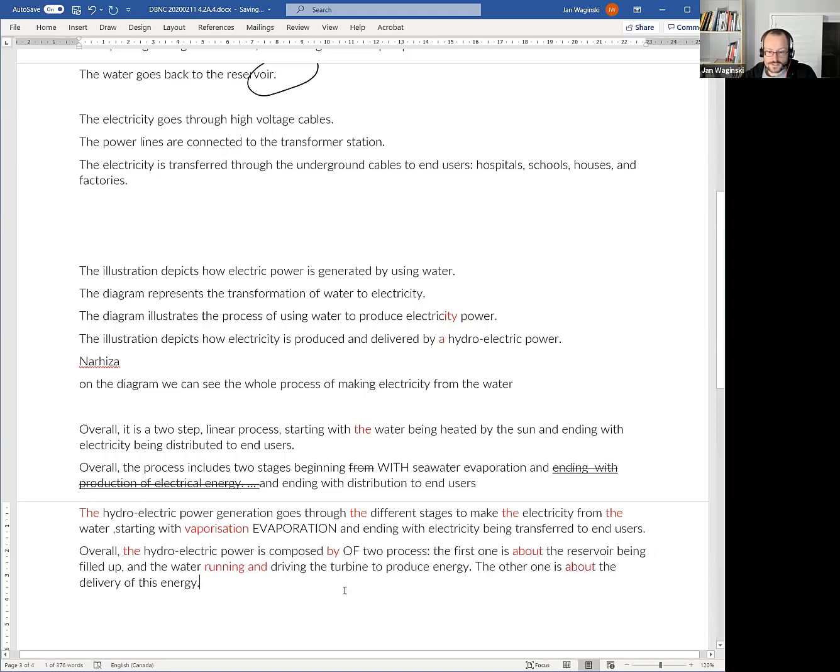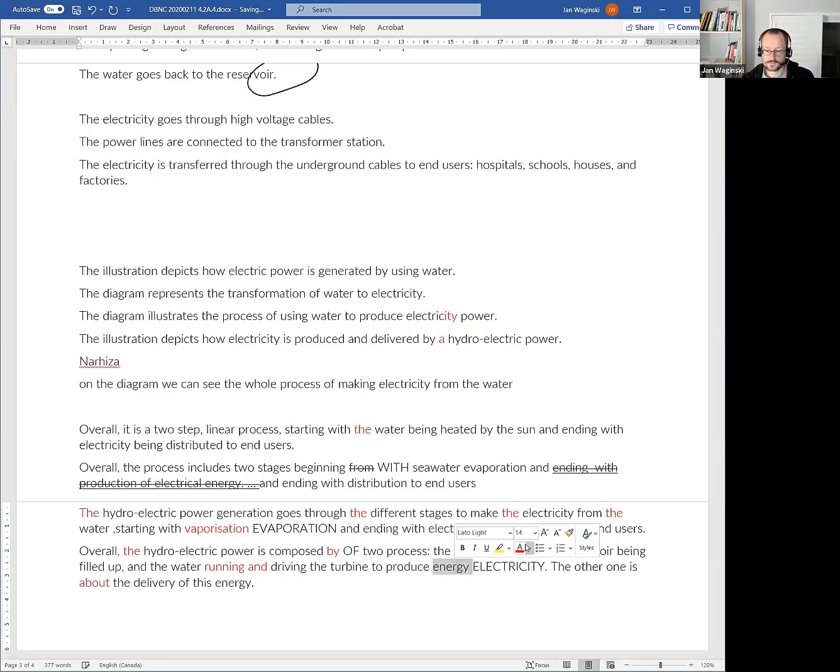Delivery of this energy. Okay, good. I would use electricity instead of energy, though, because energy is more general than electricity. Okay, good.